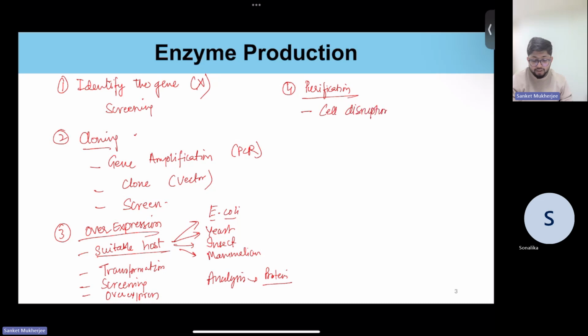So for that, we will first go for cell disruption. Cell disruption can be done using a homogenizer or a sonicator or even a bead beater in certain cases. So essentially, we will disrupt the cell and take the proteins out of it. Then we will go for chromatography. There are various chromatographic techniques based on different principles, which are employed for your protein purification.